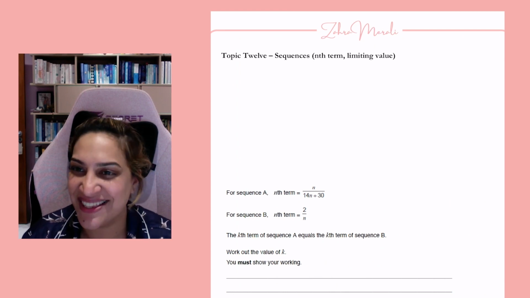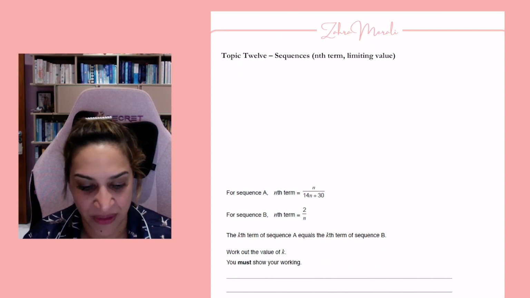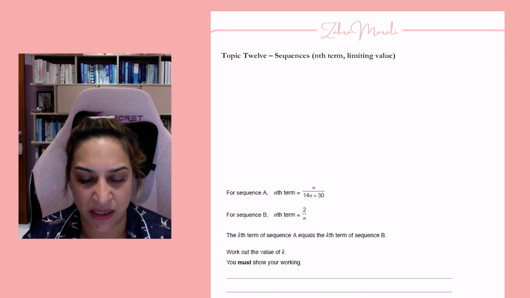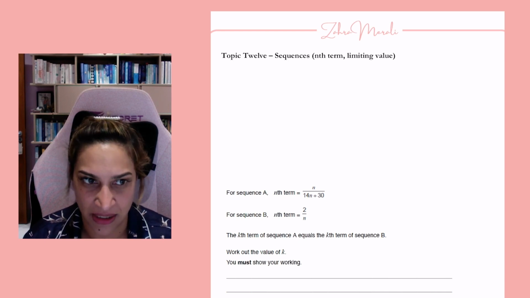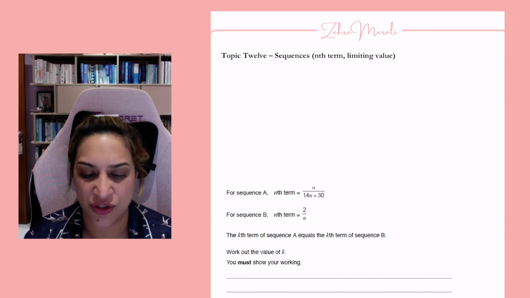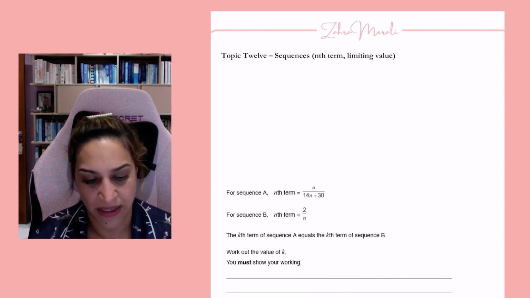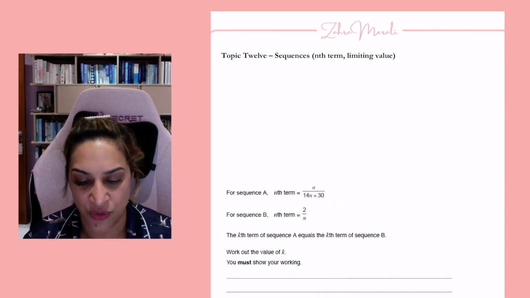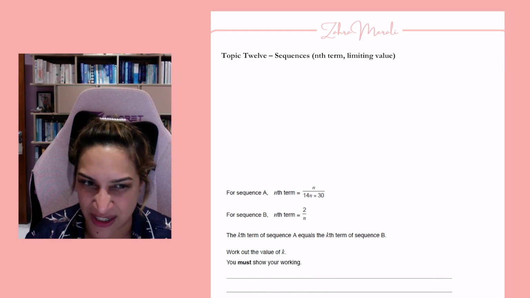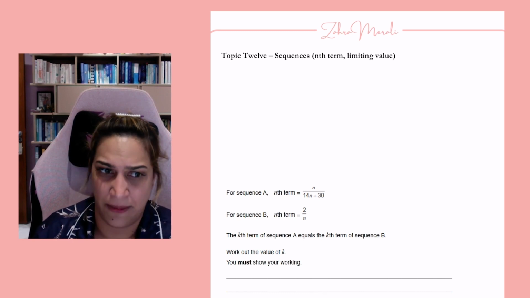Sequences, nth term and limiting value. Right, so this topic looks a little bit scary. You only really need to know the mechanics of it. You don't really need to know exactly how it works, but it's good to know, right?